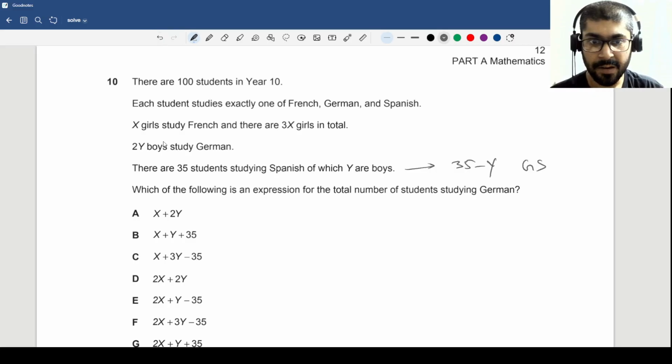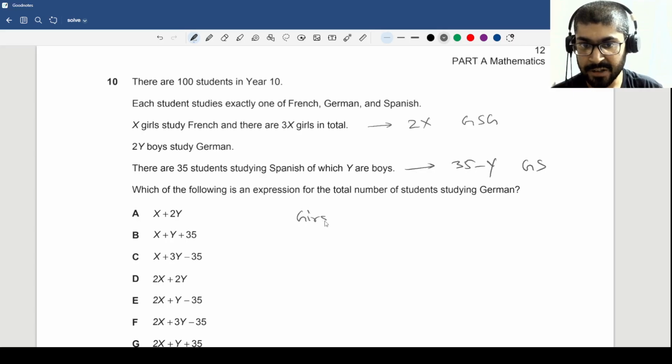Now there are a total of 3x girls, x study French, so the total number of girls studying German and Spanish will be 2x. Now we have the number of girls studying Spanish. So how do I calculate the total number of girls studying German? Just subtract. This will be equal to 2x minus (35 minus y).